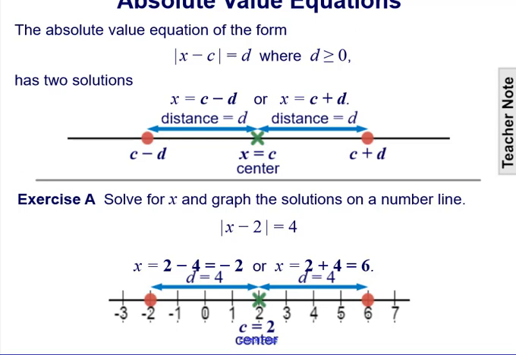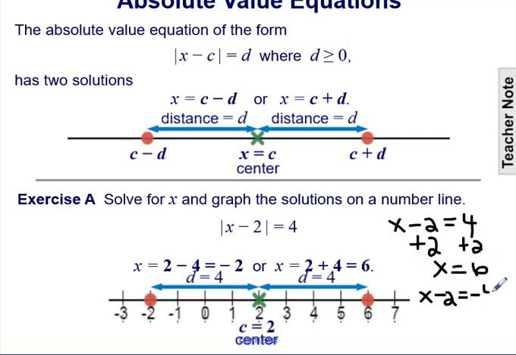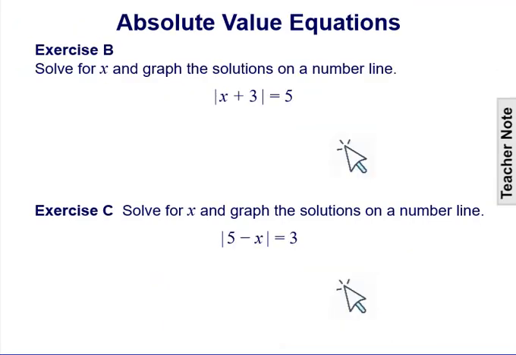You also could solve it algebraically as well, where if you set up x minus 2 equals 4 and add 2 to both sides, we get our answer of 6. And if we set up x minus 2 is equal to negative 4, and we add 2 to both sides, we get our other answer of negative 2. So graphically, visually, or algebraically, we have two solutions. Here are two more examples. We have solving for x and graphing the solutions on a number line.